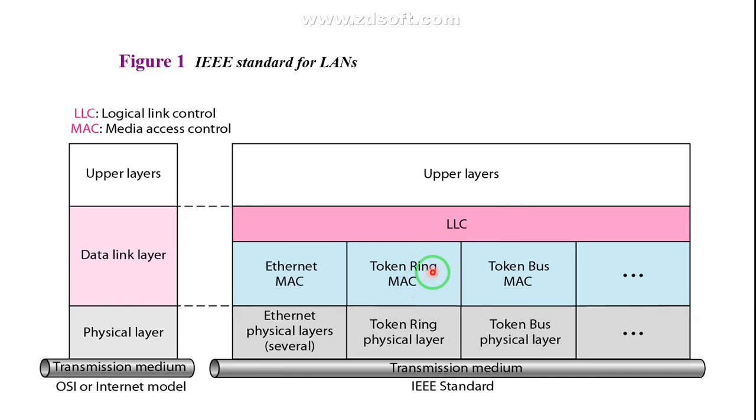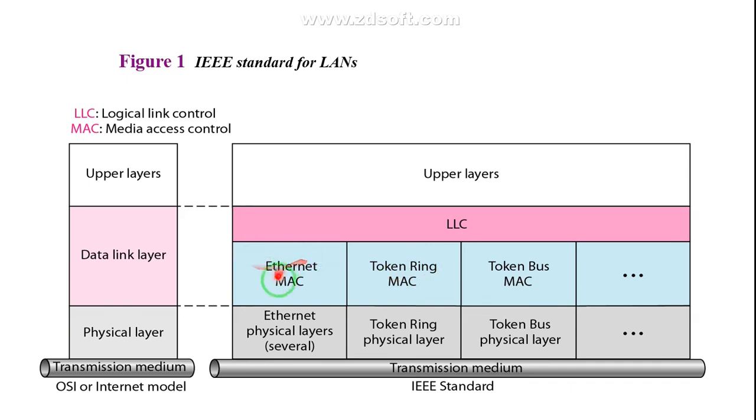And this LLC provides a single link layer control protocol for all IEEE LANs. It means this LLC can provide the interconnectivity between different LANs. Now, talking about this MAC layer, that is media access control, it defines a specific access method for each LAN. For example, it defines what?